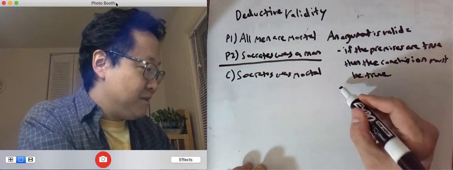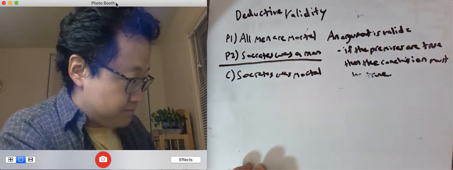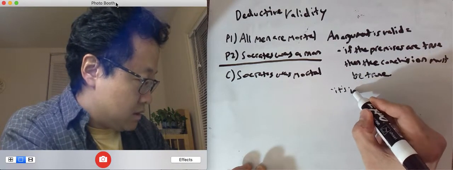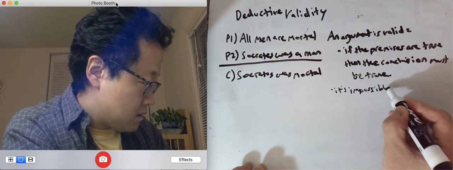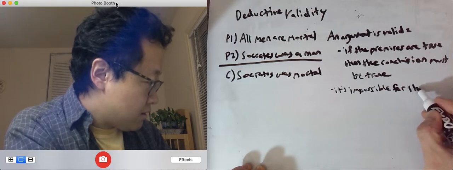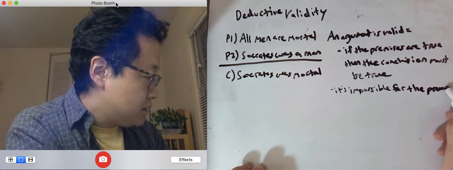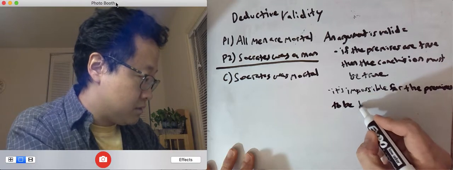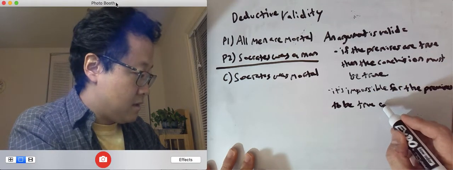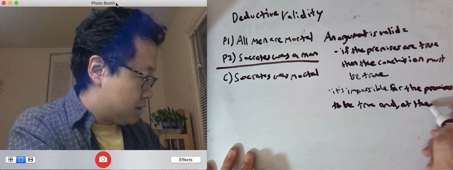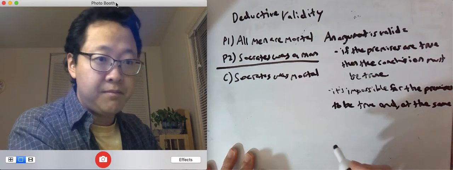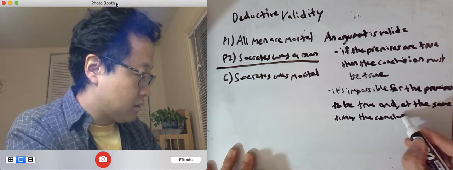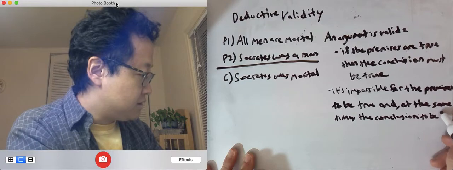So I'm just going to write it. It goes like this. It's impossible for the premises to be true and at the same time the conclusion to be false.